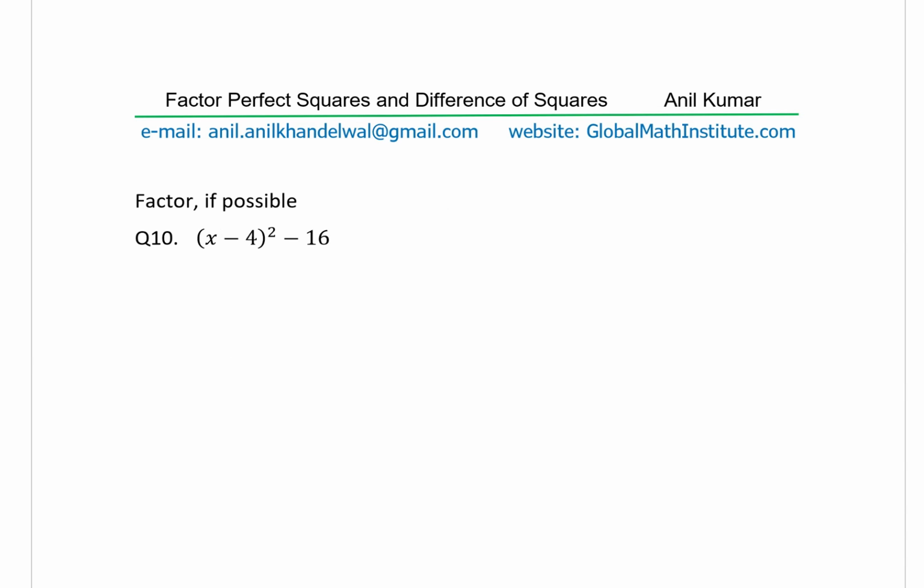Let's move on and take the next question, which is factor if possible. x minus 4 whole squared minus 16. Well, that is slightly different. Let me rewrite. We have x minus 4 whole squared minus 16. Well, 16 is 4 squared, so we'll do x minus 4 whole squared minus 4 squared. Now that is a difference of squares.